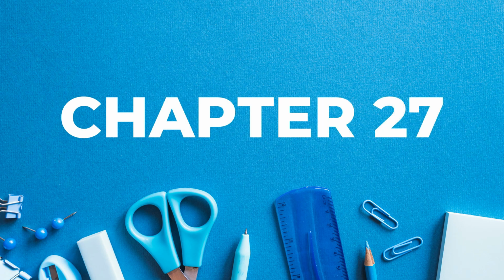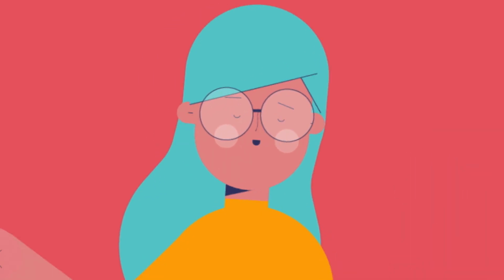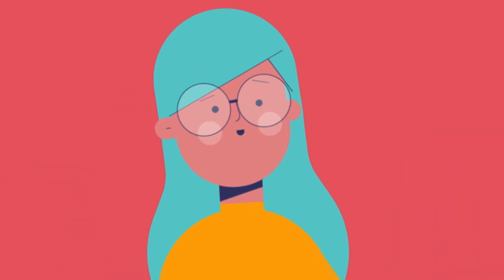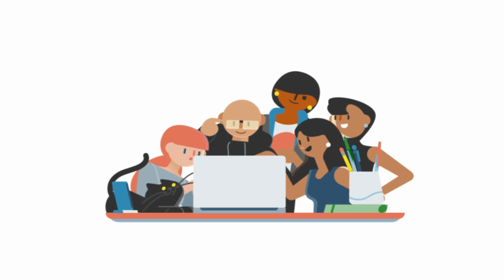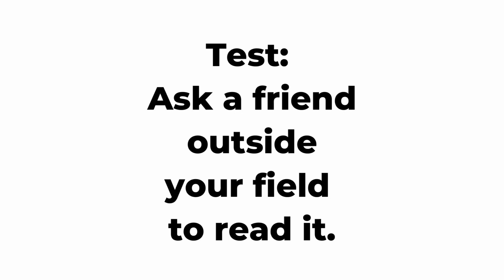Chapter 27, Swap jargon for clarity. Big words don't impress, they confuse. Terms like epistemological frameworks only work if your reader knows them. Prefer simple synonyms unless the jargon is essential. Test: ask a friend outside your field to read it.